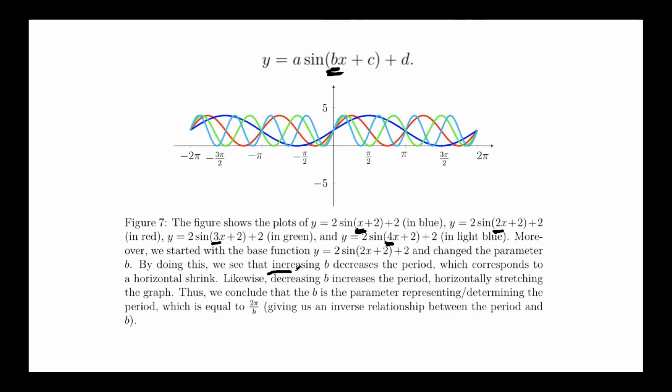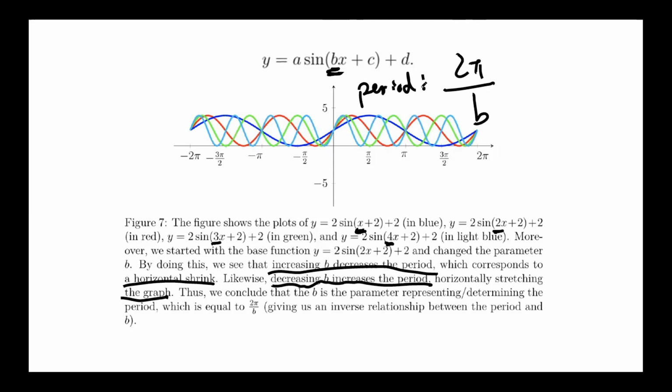So that basically means that increasing b will decrease the period, which corresponds to a horizontal shrink, or a horizontal compression. And vice versa, decreasing b increases the period, or it horizontally stretches the graph. And we can conclude that the period will be determined by 2 pi over b. So the period of any trigonometric graph will be 2 pi over b.